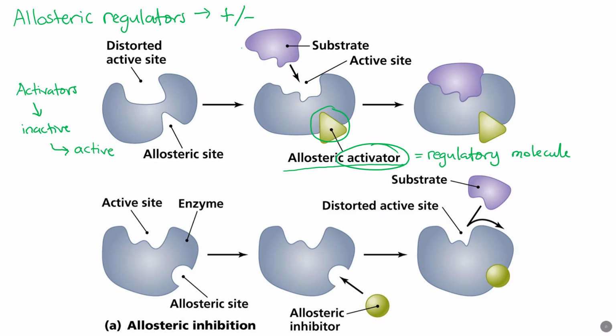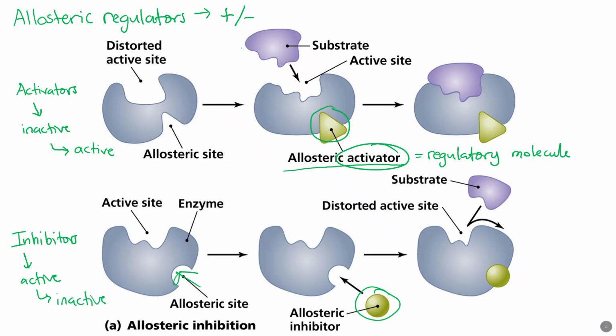But there's the opposite. There are inhibitors. So allosteric inhibitors, again, the enzyme starts off as active, catalyzing the substrate to products. But once there's enough, there would be a regulatory molecule called the inhibitor that binds to a different part of the enzyme, thus making it inactive.